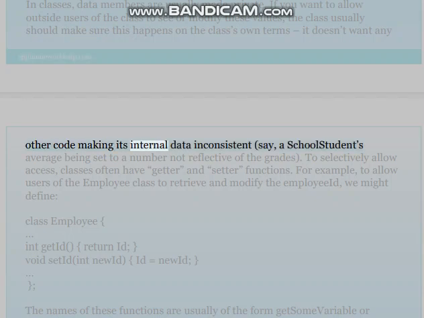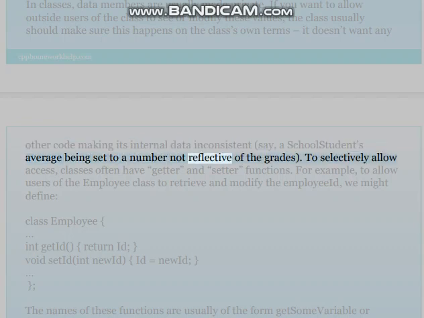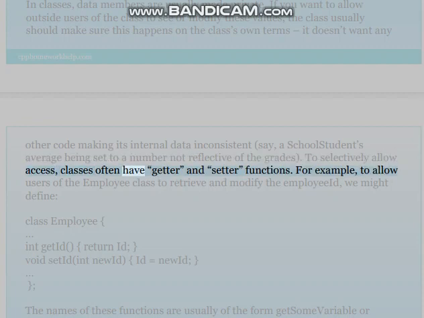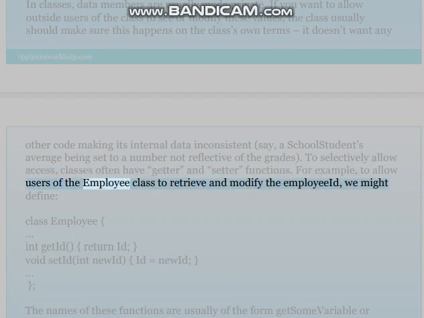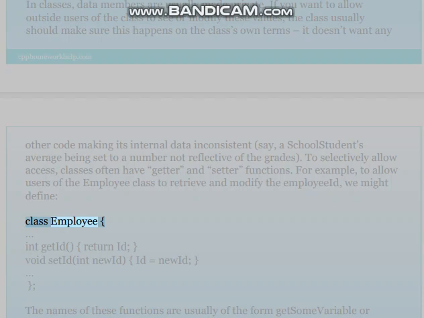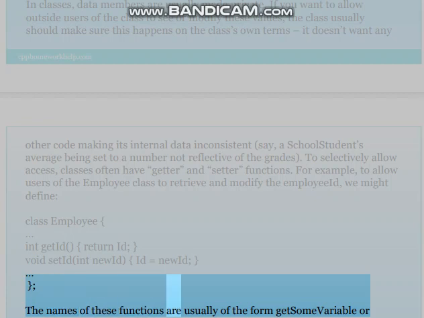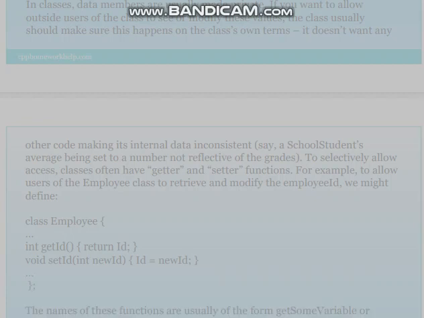other code making its internal data inconsistent, say, a school student's average being set to a number not reflective of the grades. To selectively allow access, classes often have getter and setter functions. For example, to allow users of the employee class to retrieve and modify the employee ID, we might define class employee { int getID() { return ID; } void setID(int newID) { ID = newID; } }. The names of these functions are usually of the form getSomeVariable or setSomeVariable.